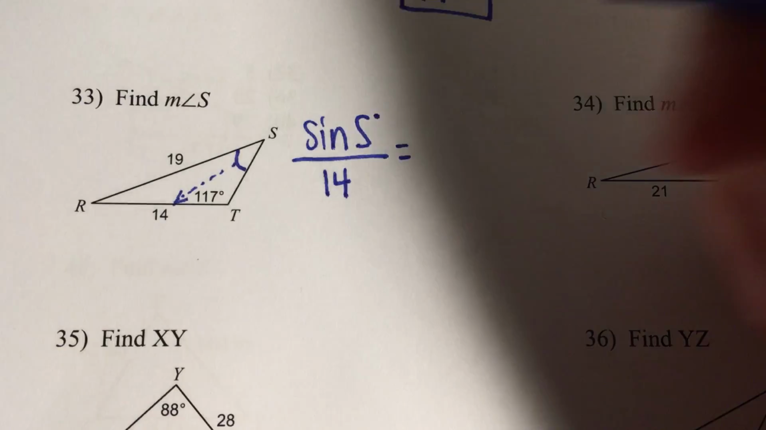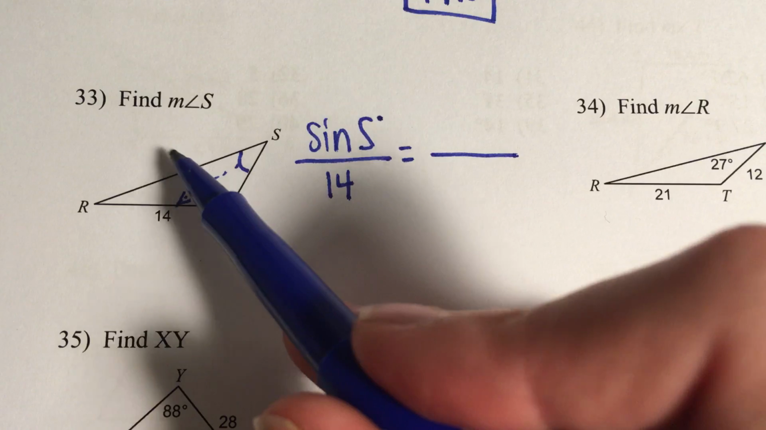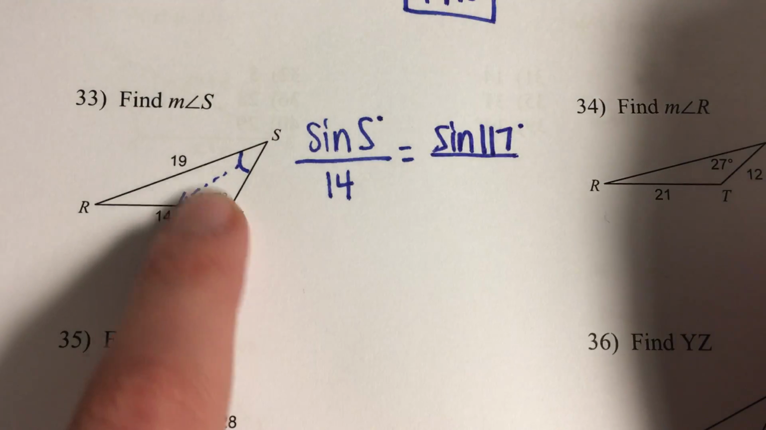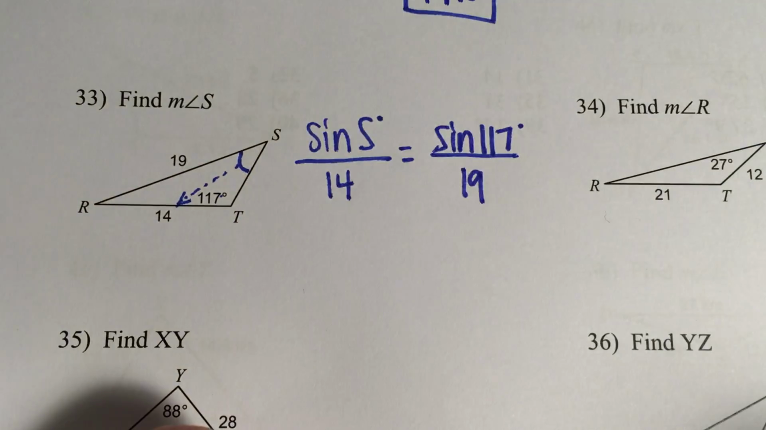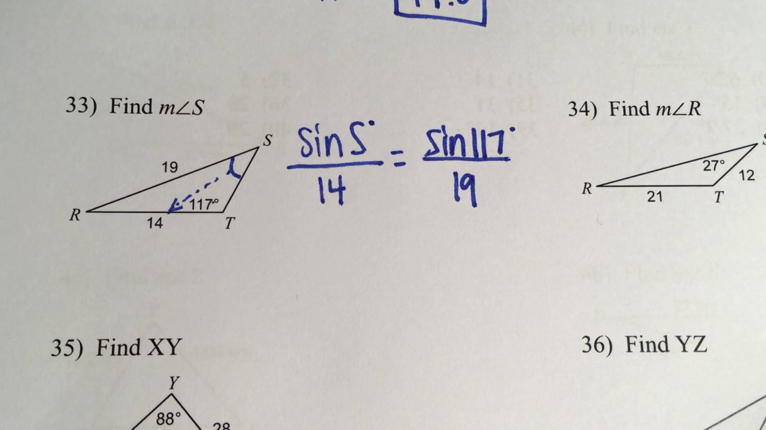And then from here, I need to find another angle pair that I have. So I have 117 is across from 19. So sine of 117 degrees over 19. And then once you have it like that, you're going to multiply times 14 on both sides. Take the inverse sine. So talk to me if you need help on that one. That is 53.